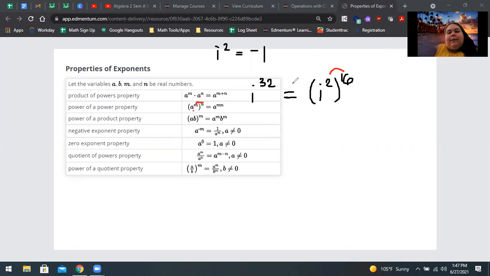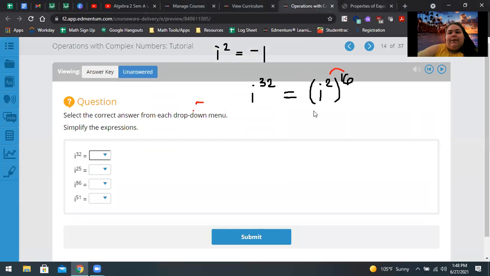Now I don't want to work backwards. I'm trying to simplify this, right? I don't want to have i to the 32 power. So what can I do next from here? As long as I have the same amount of i's there, we're still good. Because remember, anything to that power, it's like saying you have i written out 32 times.